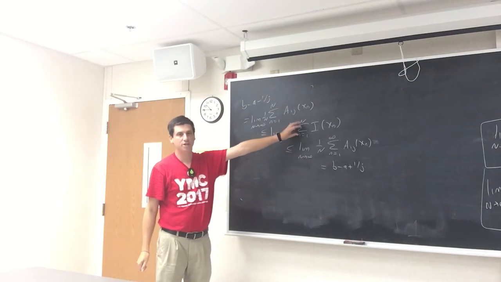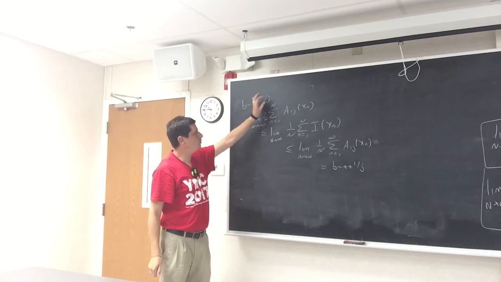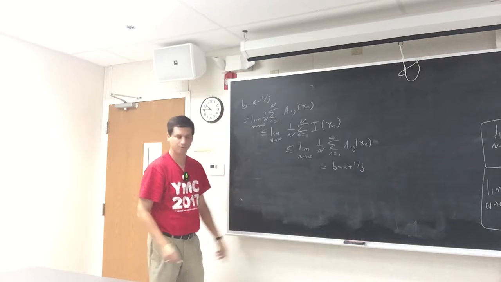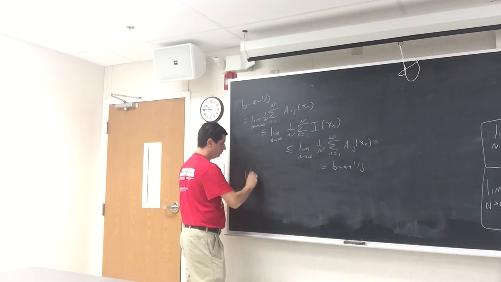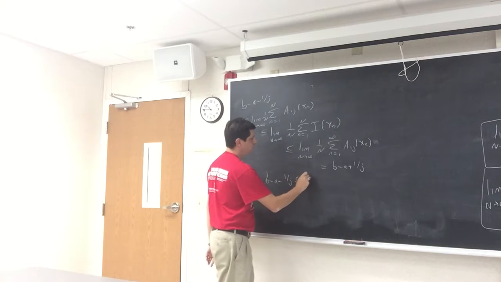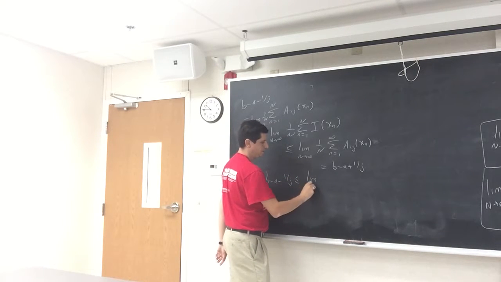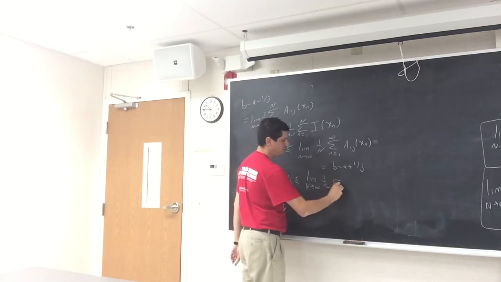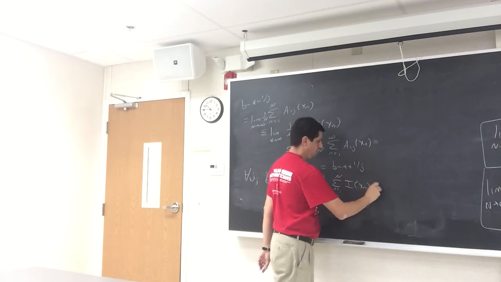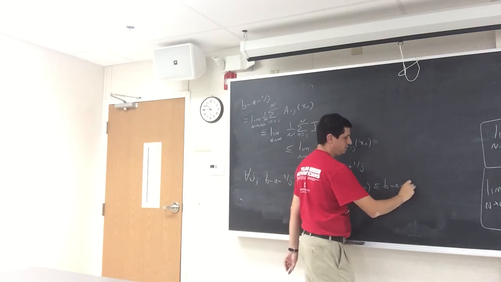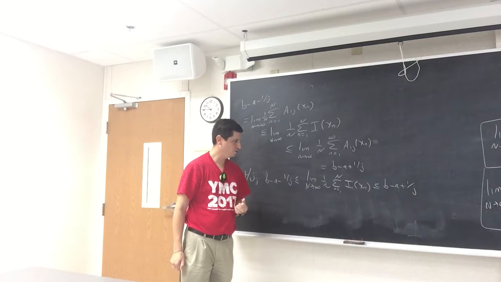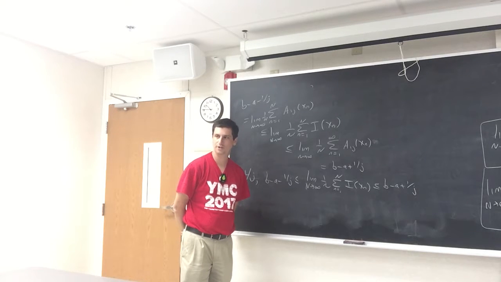So we now have the quantity we want is sandwiched between b minus a minus 1 over j and b minus a plus 1 over j. So for all j, b minus a minus 1 over j is less than or equal to the limit as n goes to infinity of 1 over n, sum n goes from 1 to N, I(x_n), less than or equal to b minus a plus 1 over j. So since this is true for all j, what's the only way this can be true for all j?